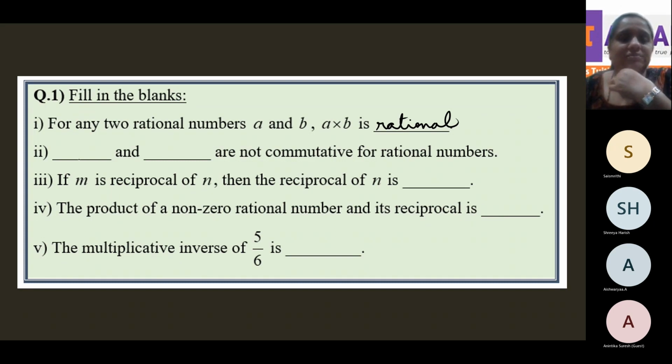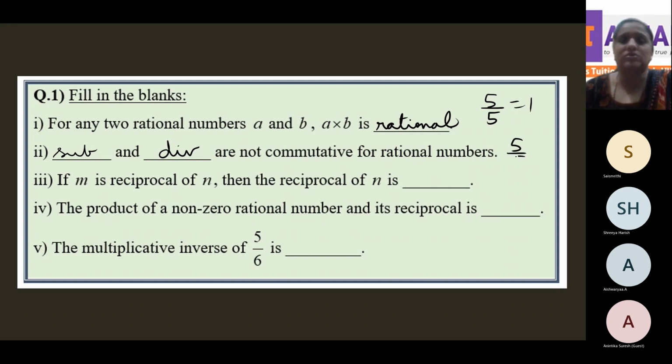So subtraction and division are not commutative for rational numbers. When you take two rational numbers A and B, A minus B is not the same as B minus A. A by B is not the same as B by A. See now, when you take examples like 5 by 5, if A and B are both 5, 5 by 5 is 1. B by A, 5 by 5, is also 1. For this case, it is true. Is it always true is the question. It may be true, but when can you say it's true? Only when it is always true. There should not be even one exception.